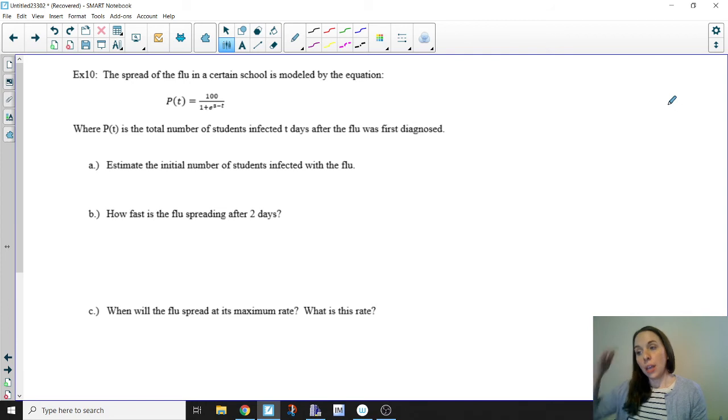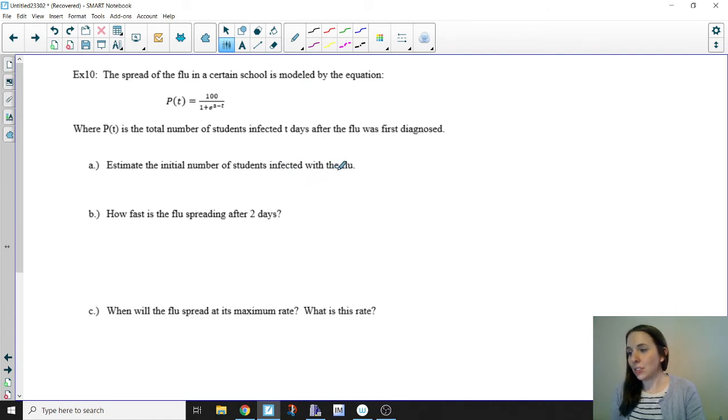Okay, finally. This one's going to hit a little too close to home, unfortunately, this year in 2020. Take a look at example 10. The spread of a flu in a certain school is modeled by this equation, where P of T is the total number of students infected T days after the flu was first diagnosed. In part A, we are to estimate the initial number of students infected with the flu. In part B, we are to find how fast the flu is spreading after 2 days. And in part C, we will find when the flu is spreading at its maximum rate and what that rate is.